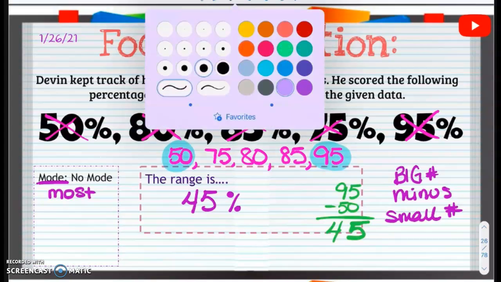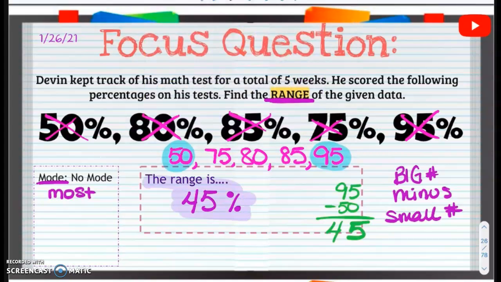And that's all you have to do for the range. Just the biggest number minus the smallest number. Great job.